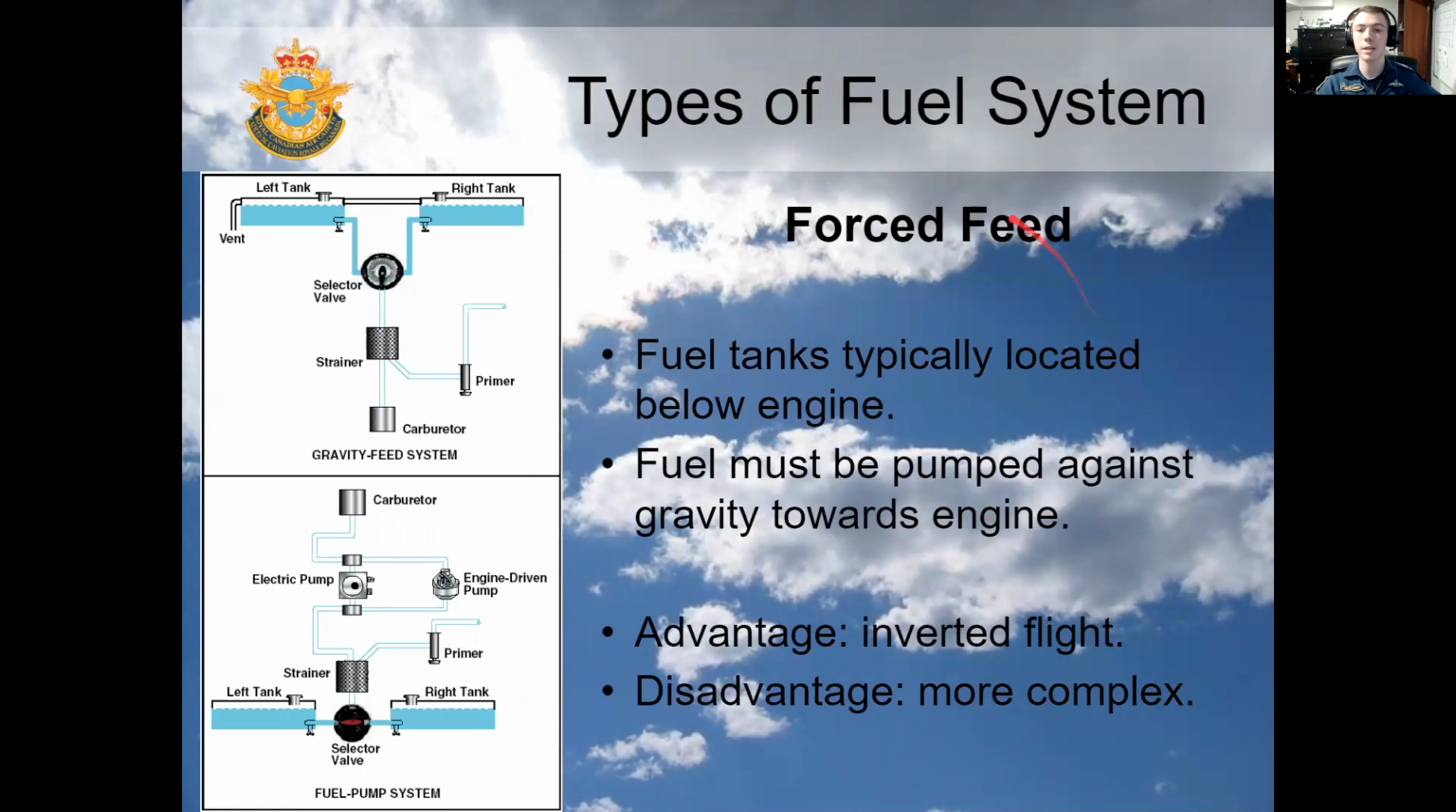Anyway, here we are with our force feed system, as we discussed before, and that's this system here on the bottom. So the fuel needs to be pumped against gravity toward the engine. It's a more complex design, so it could be more susceptible to failure, but you do have the advantage of inverted flight. So in general, you can't just say that one of them is necessarily safer than the others.